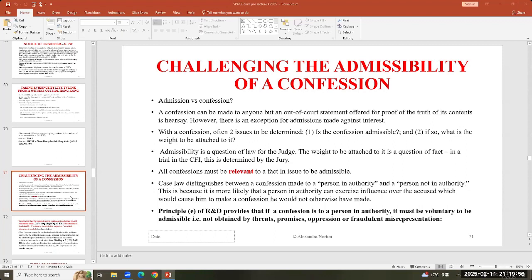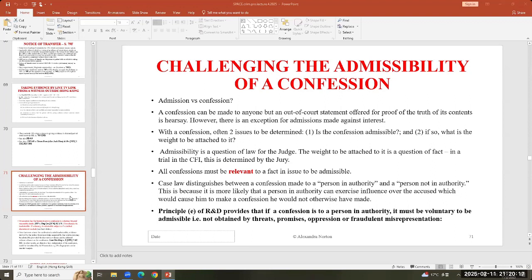But as a general evidential principle, remember that any piece of evidence, in order to be admitted, has to be relevant. So if the confession is not relevant, because it's not a confession to this crime that he's charged with, it's a confession to another crime, then it shouldn't be admitted because it's irrelevant.